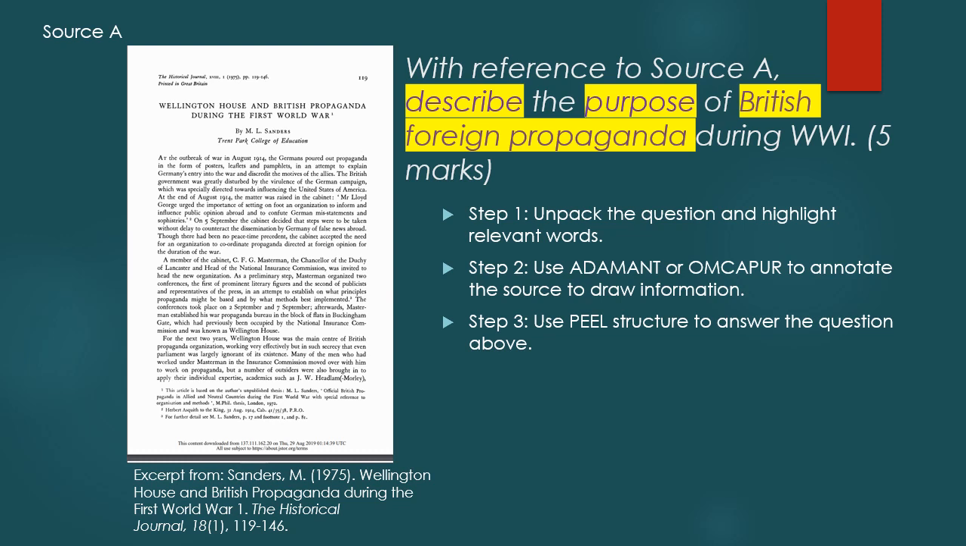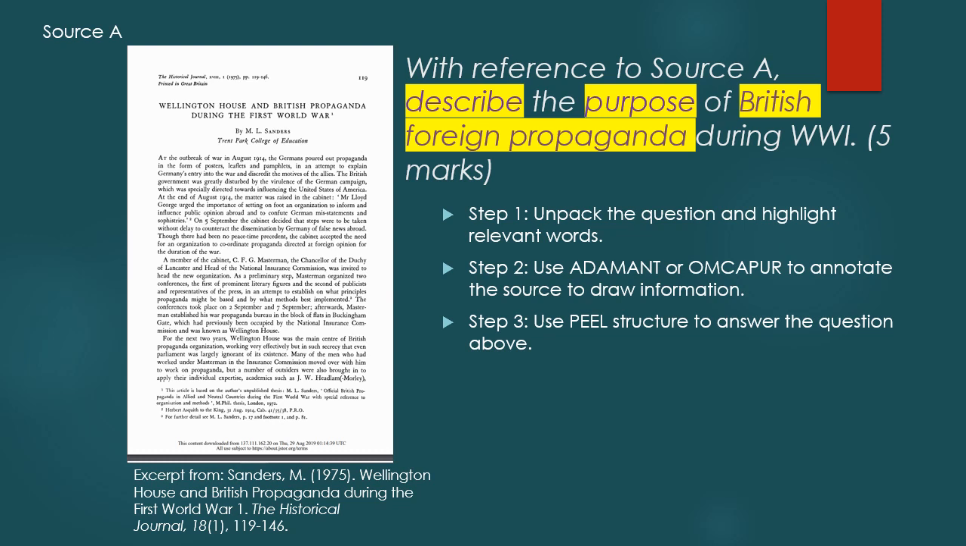So, we're specifically talking about British foreign propaganda, so how is Britain seen by other countries? And we can see that the message this secondary source is trying to send us is that a key reason for British foreign propaganda was to eliminate or overcome the dissemination of false news by German propaganda and the effect it was having, especially in relation to influencing the United States of America. So that's the message. We know that's the message.